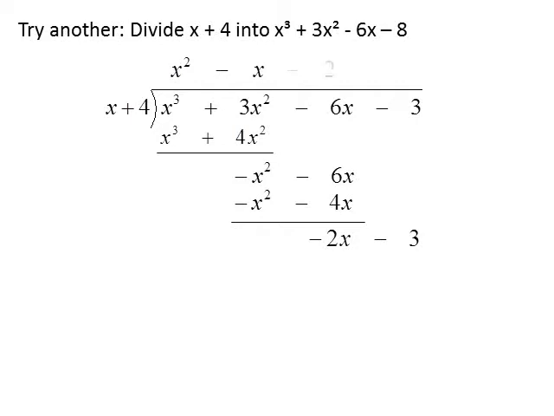So I have negative 2x minus 3 divided by x plus 4. So I have negative 2x divided by x, that's negative 2, so I put that on top. Then I multiply the negative 2 times x plus 4, so it's negative 2x minus 8. Then I'm going to subtract. So I have negative 2x minus negative 2x, 0. And negative 3 minus negative 8 is going to give me 5, because remember, minus negative 8 is the same thing as plus 8. Okay, now there's nothing else to bring down, so that 5 is my remainder. So the answer is x squared minus x minus 2, remainder of 5.